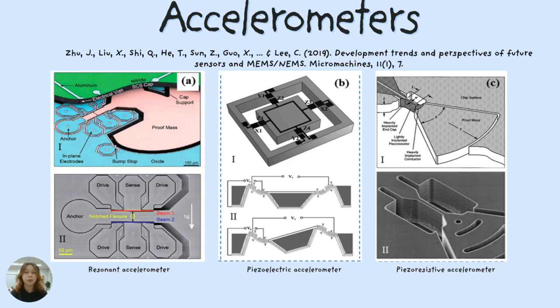And on picture C, you can see piezoresistive accelerometers. In particular, what you see is a proof mass at the end of the slender silicon beams, piezoresistors embedded in the highly doped regions of the beams, and a fabricated MEMS structure.